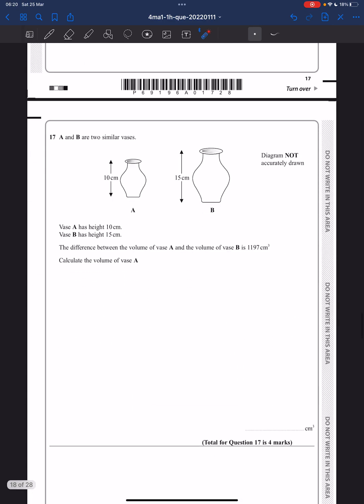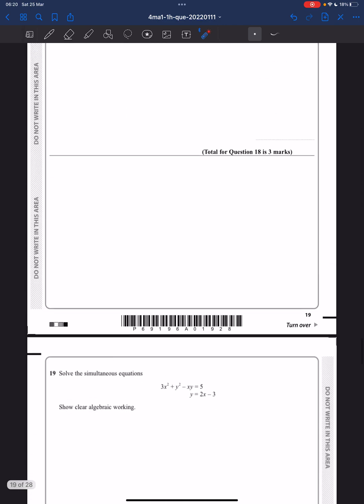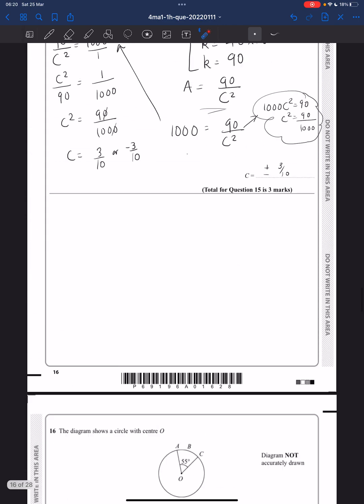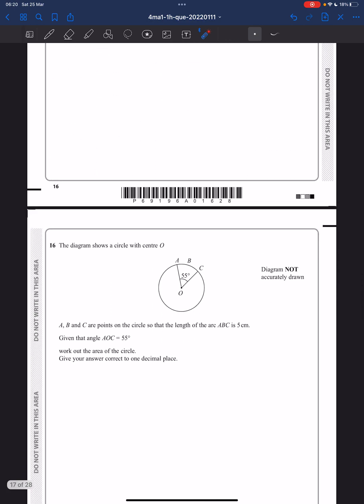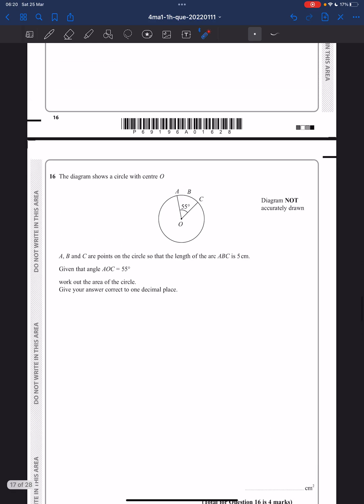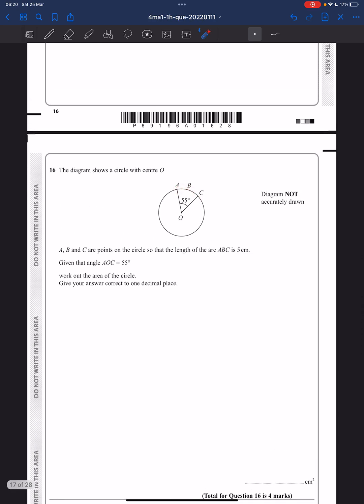Right, how many questions? 16, 17, 18. Oh, there's loads of them. I'll just keep going. Right. Diagram shows a circle with centre O, 55 degrees. A, B, C are points on the circle. So the length of the arc ABC is 5 centimetres. Okay, so if we go from A via, I don't know why they put the B. Anyway, don't worry about that. That's a bit weird putting that B there, because you could get away with just saying A to C.